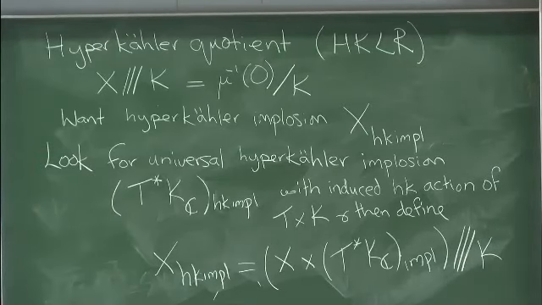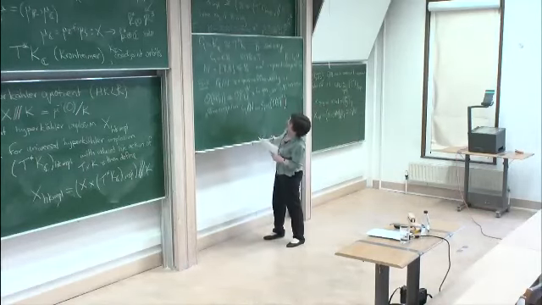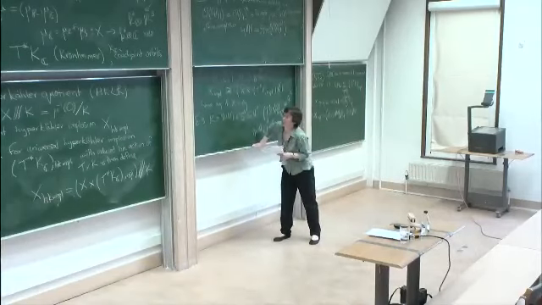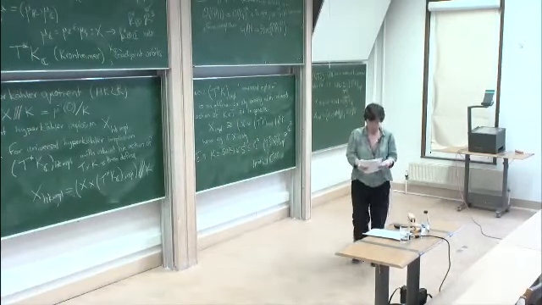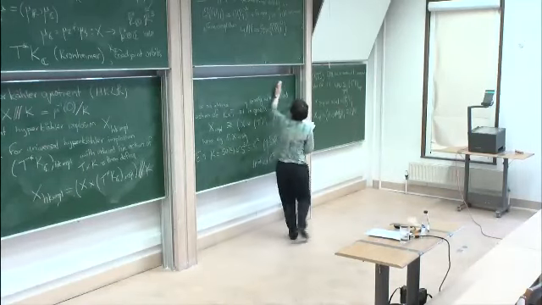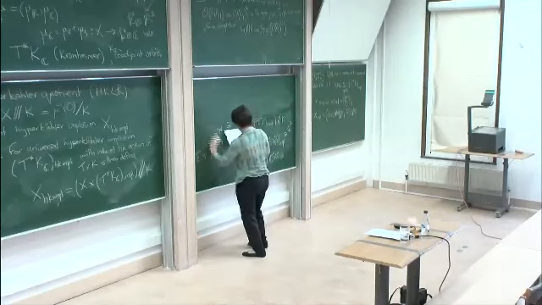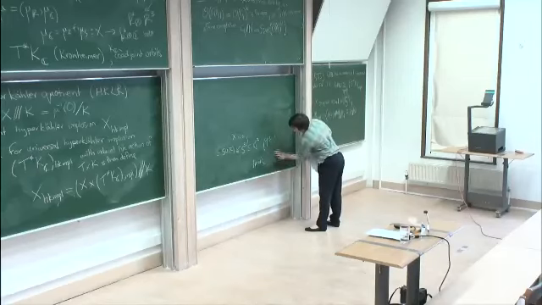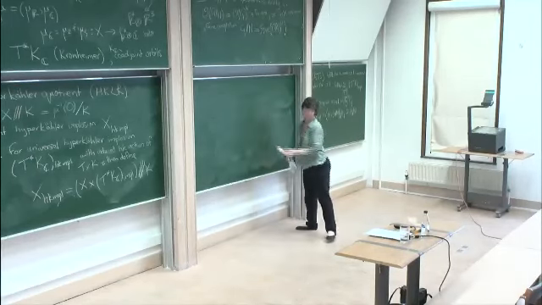So what we're looking for is this universal Hyperkahler implosion, and so what we did was first look at a candidate for it in a particular case when K is SU(N).